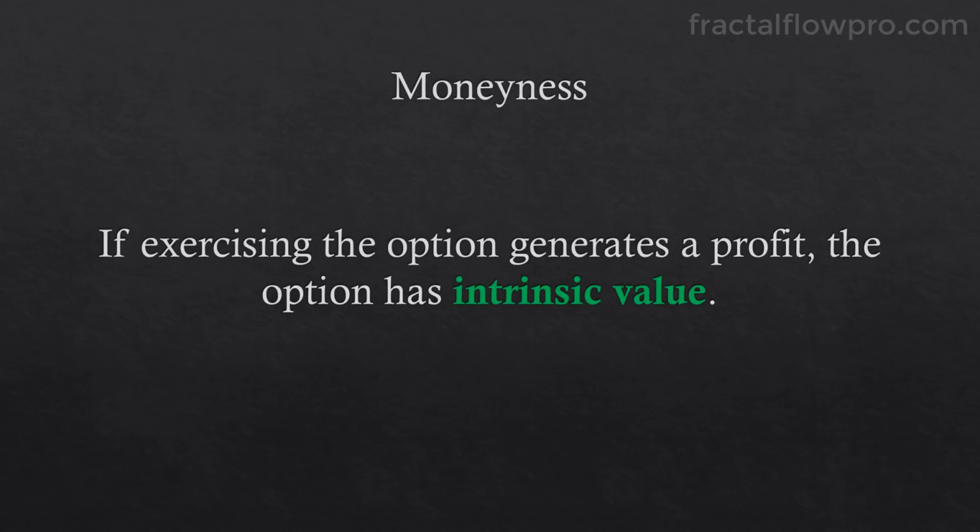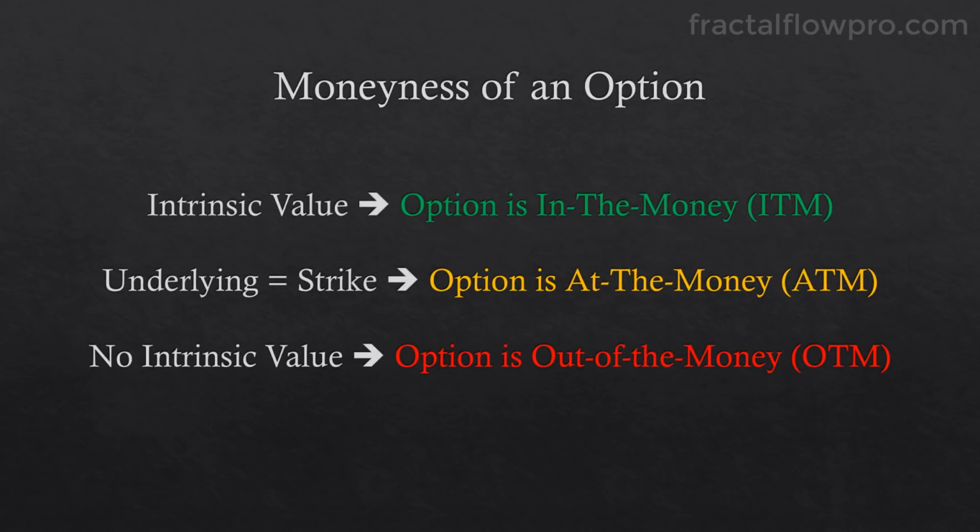An option can have three moneyness definitions, which relates to the underlying stock price and the strike price of the option. If an option contract has intrinsic value, it's classified as an in-the-money option. If the underlying stock price is the same as the strike price, the option is classified as at the money. If the option has no intrinsic value, the option is classified as out of the money.